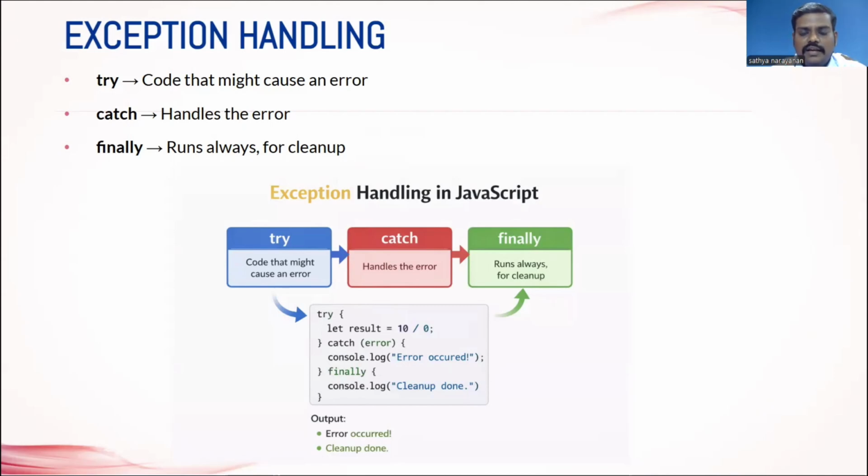In this slide I have mentioned the diagram. You can see a try starts with a divide by 0 error. Let result equal to 10 divided by 0 is the divide by 0 error. Catch error: console.log error has occurred. Finally, console.log cleanup done. So if there is an error, the message will be given in the console of the web browser. Otherwise, it will clean up the particular error.